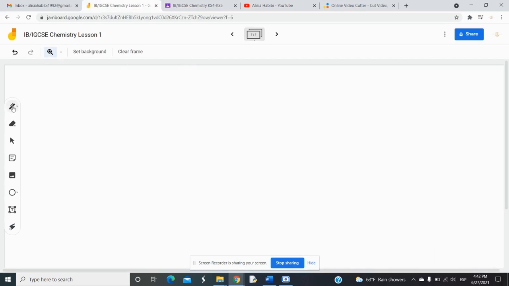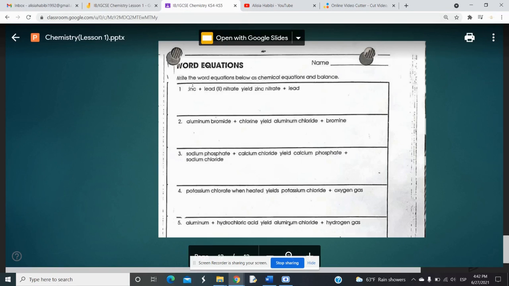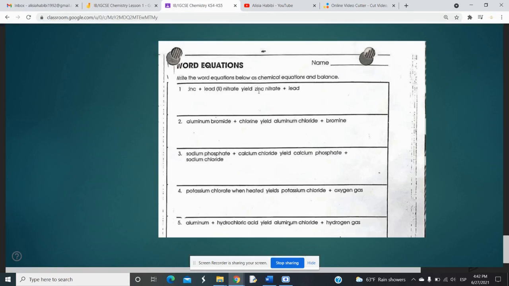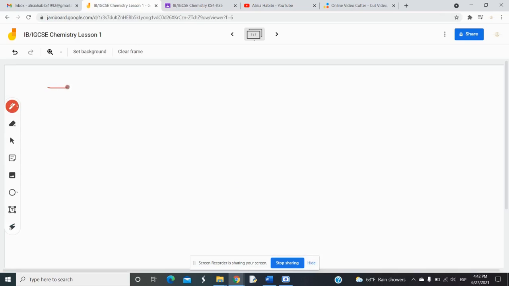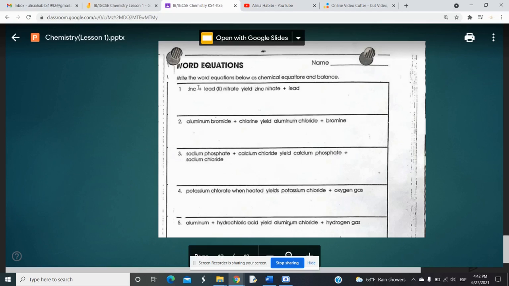So basically, if we write this down, it says zinc. The key to interpreting word equations is just to write them step by step as you hear it, from left to right. So let's start with zinc. Zinc has a chemical formula of Zn. And then it says plus, or it reacts with lead(II) nitrate.